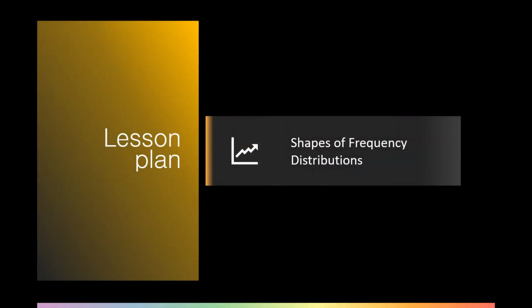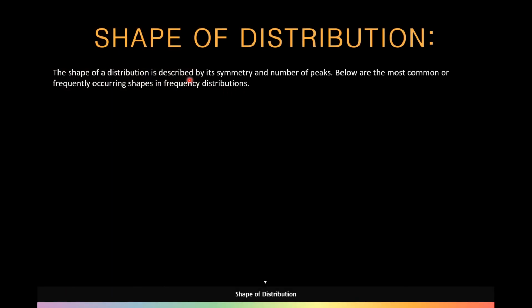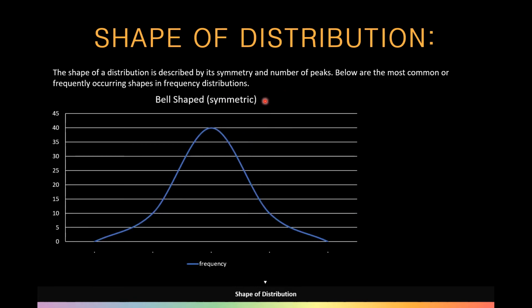Today we have a quick lesson to explain the most commonly occurring shapes in frequency distributions. The shape of a distribution is described by its symmetry and number of peaks. So if we're looking at a graph for a frequency distribution, we're going to look at the symmetry of the graph and the number of peaks that the graph exhibits to identify the shape of the graph. So in this lesson, we're going to discuss the 5 most common or frequently occurring shapes that occur in frequency distributions. The first shape we're going to look at is bell-shaped or symmetric data.